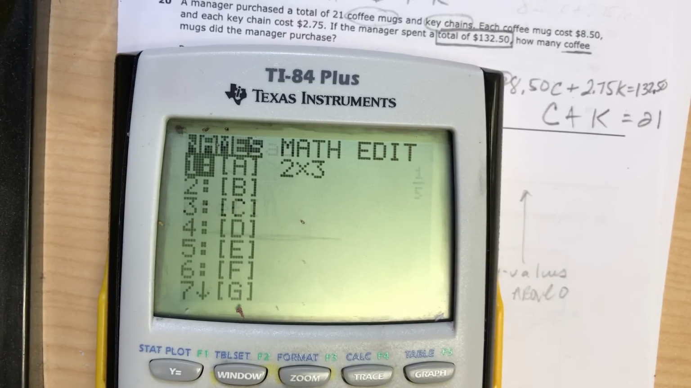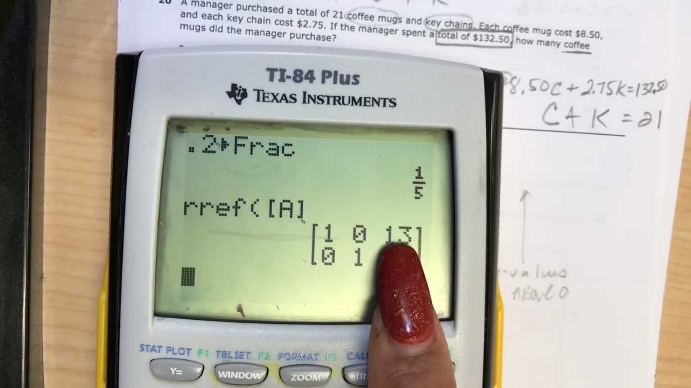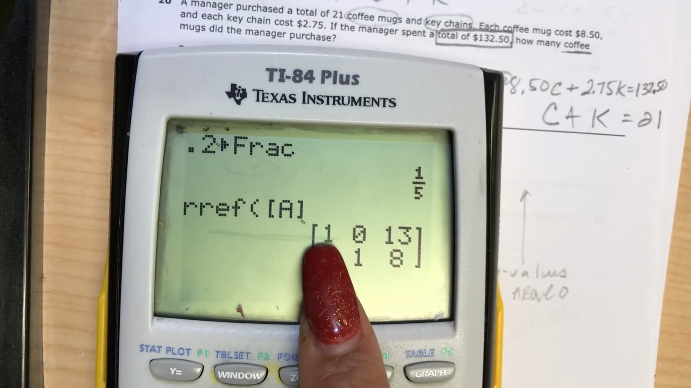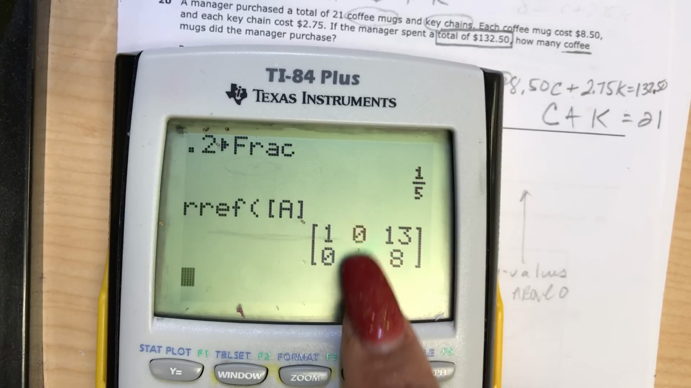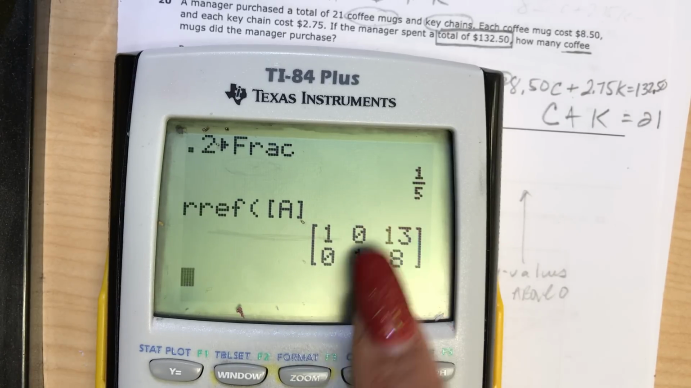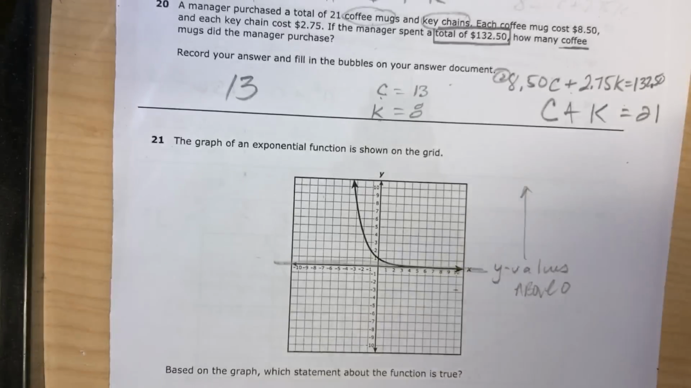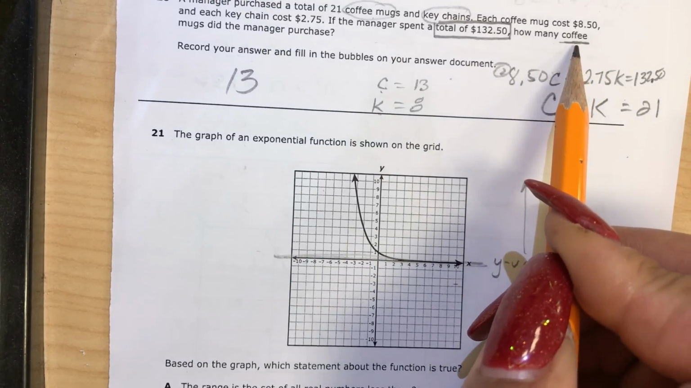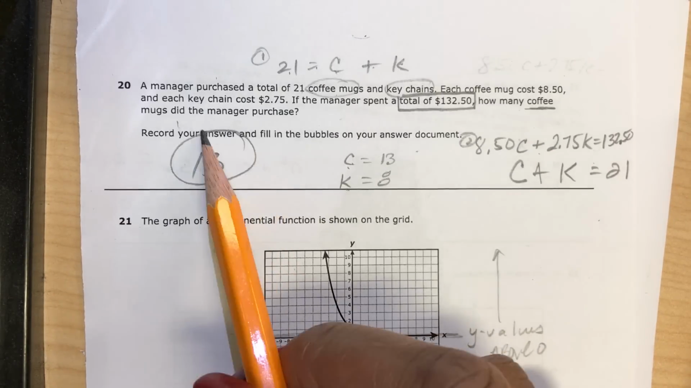And then go back and select the matrix under names. Press enter, and there it is, 13 and 8. Because I put C in this column and K in this column, C is 13 and K is 8. This question wants to know how many coffee mugs, so the answer is 13.